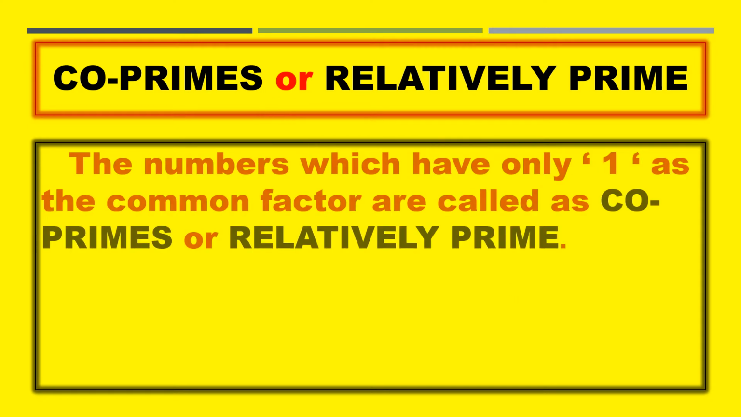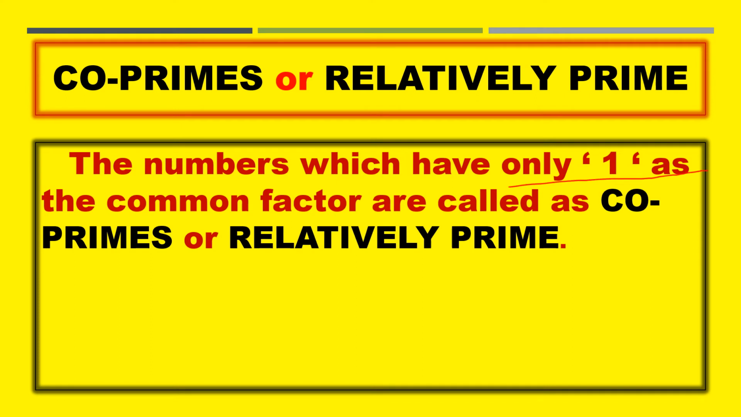So let us go to the definition. The numbers which have only 1 as a common factor. First find the factors of the given numbers, and if 1 is the only common one, then such numbers are called co-prime numbers.